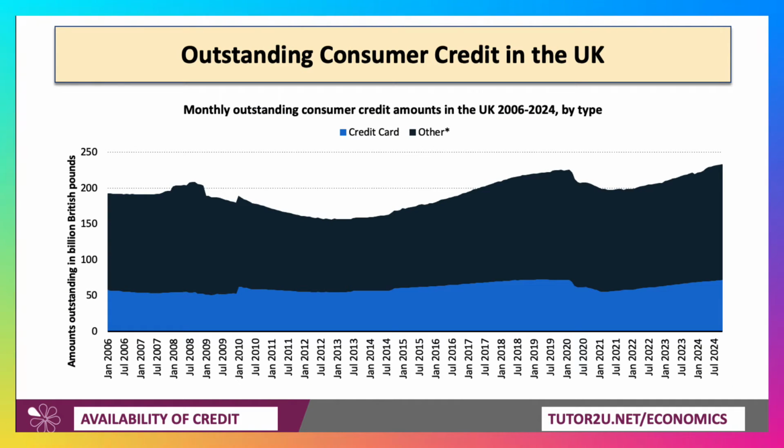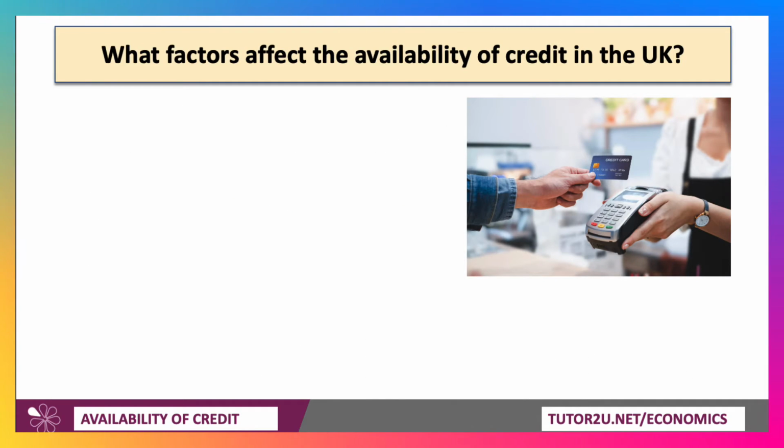And here's a chart showing the monthly outstanding credit in the UK over the last 18 or 19 years. You can see the growth of credit card debt. The bulk of consumer credit is actually other loans, including personal loans, overdrafts, store cards, car finance, etc. So here's the key thing for our topic today. This is on the specification. What factors affect the availability of credit in the UK?